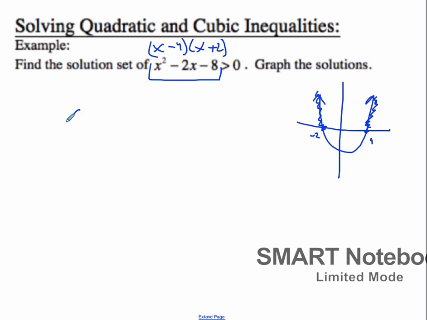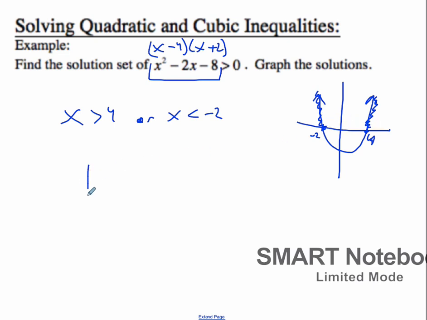Okay, so when x is greater than 4, or x is less than -2, then this value here is going to be a positive number, so it's going to be greater than 0. Okay, so the graph helps you to determine that.